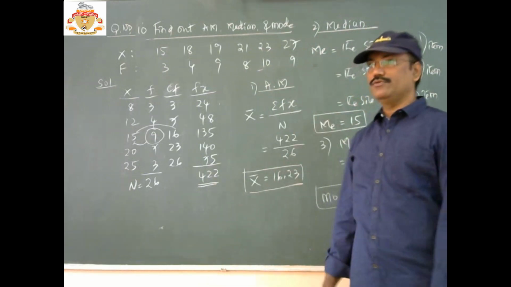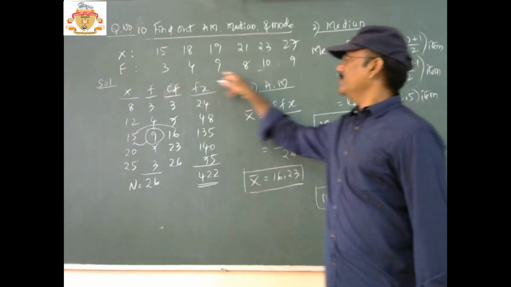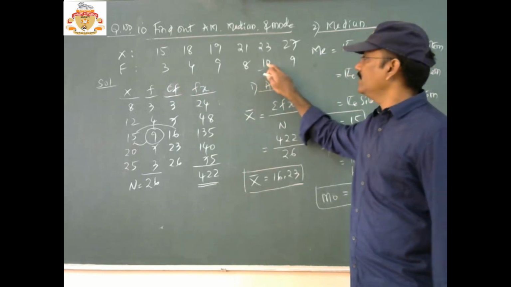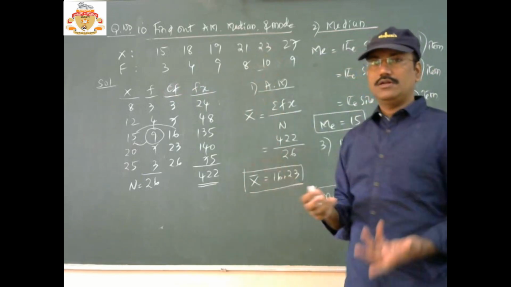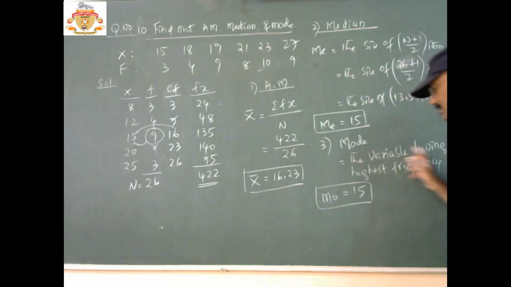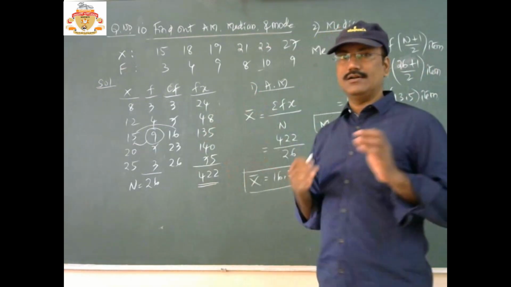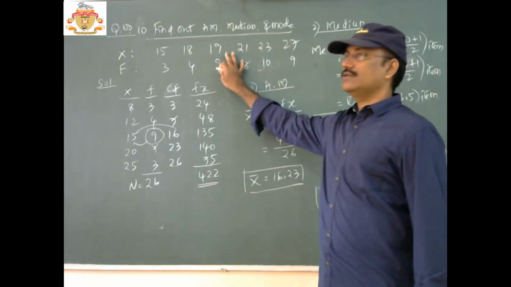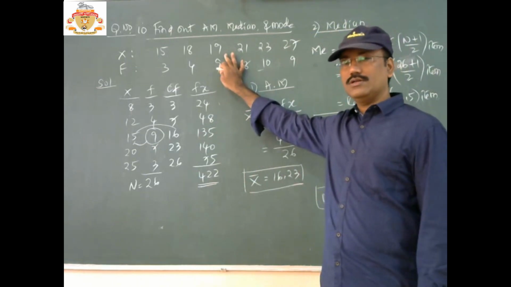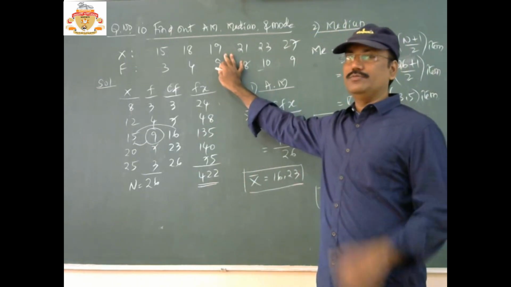Now in this question, you see that the highest frequency is 10, only one time, and its variable is 23. That is your mode. So again you have to use this formula now. No need to use the 3 median minus 2 mean formula. I hope that it is clear to each one of you. So this was the question for you to solve, and send the scan copy to me.